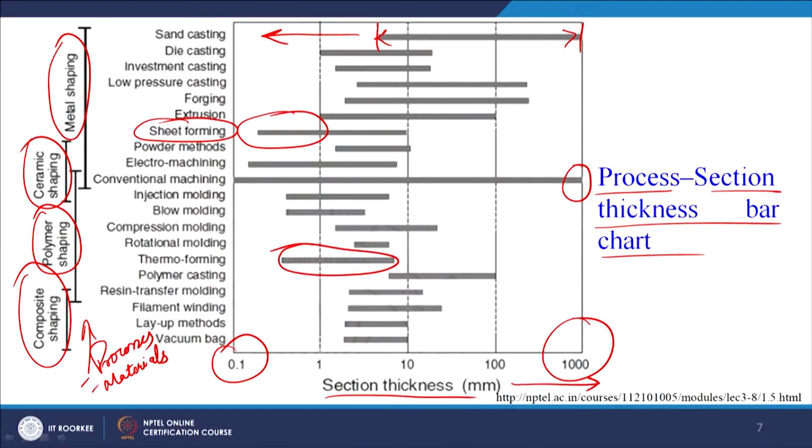Similarly, thermoforming in case of polymers, it is polymer shaping. Thermoforming process can also provide us less section thickness. Similarly, the blow molding process, again and again I am referring to blow molding, it can also provide us very less section thickness. So, we can see that based on the section thickness also we can very easily select the processes, that when the section thickness is low, which process can be chosen.